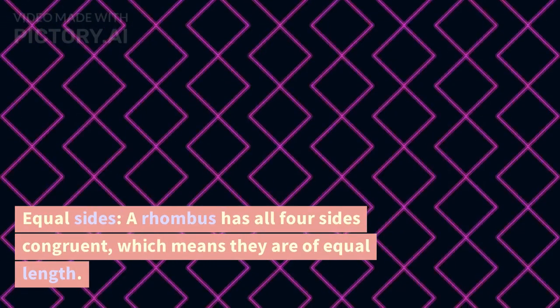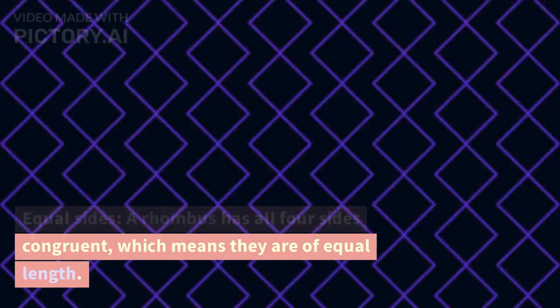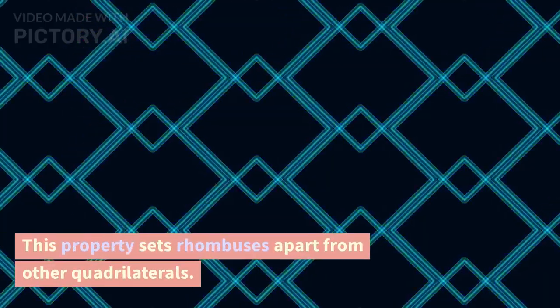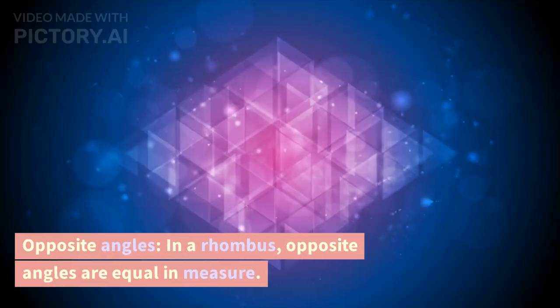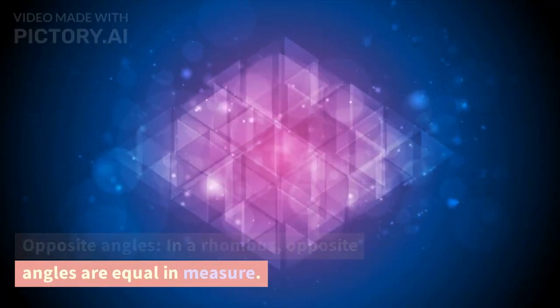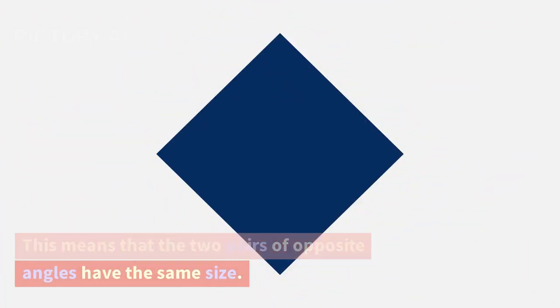Equal sides. A rhombus has all 4 sides congruent, which means they are of equal length. This property sets rhombuses apart from other quadrilaterals. Opposite angles. In a rhombus, opposite angles are equal in measure. This means that the 2 pairs of opposite angles have the same size.